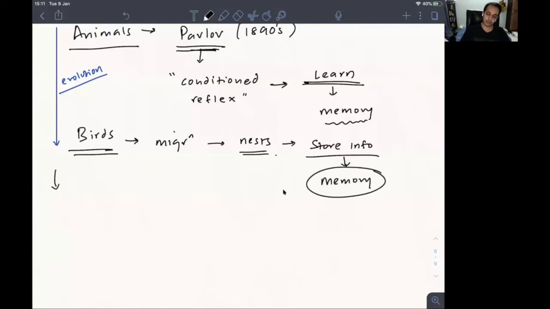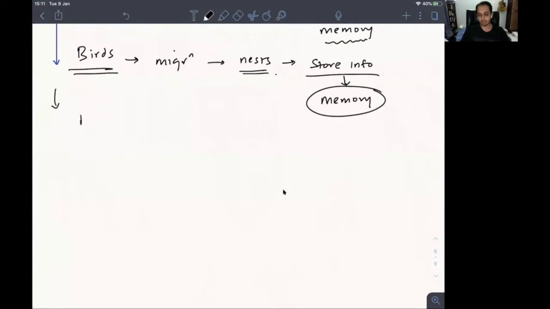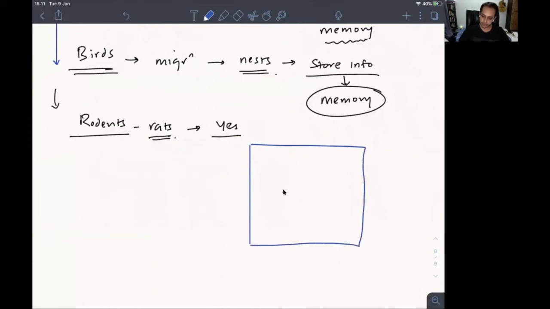What if we go still further down? What about rodents? So rats. Do rats have memory? The answer is again, yes. So what scientists did was they arranged an experiment. So they created a maze, and the maze had an entry point and an exit point. And in the maze, in one corner, they kept a block of cheese.